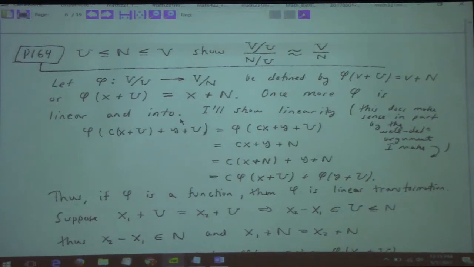Is this what it is? Is this the right one? Okay.